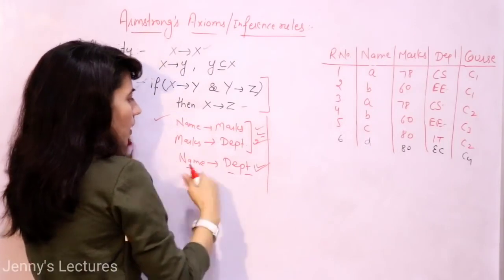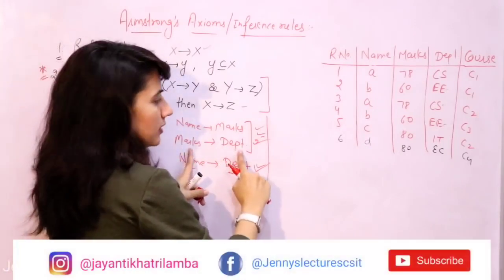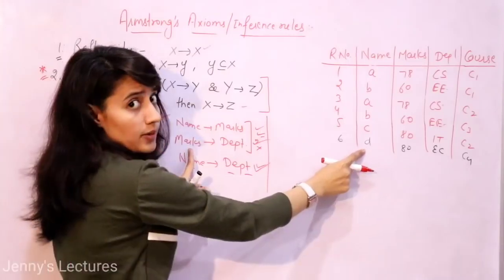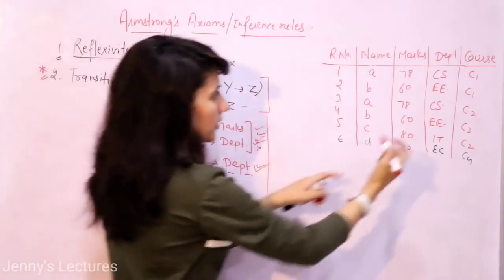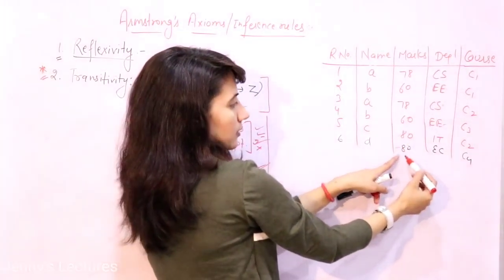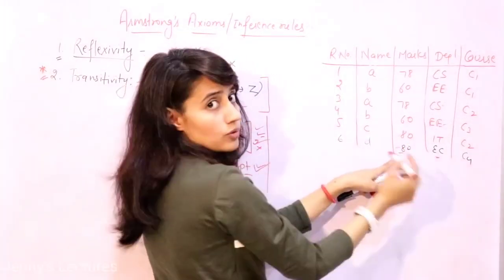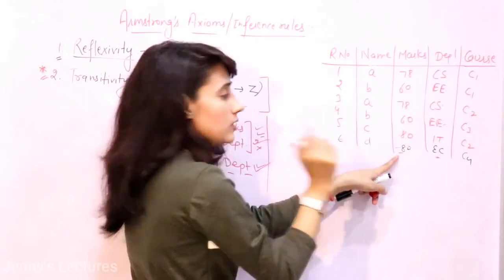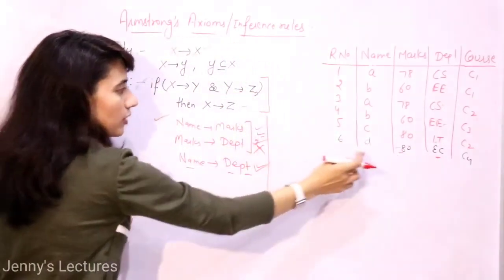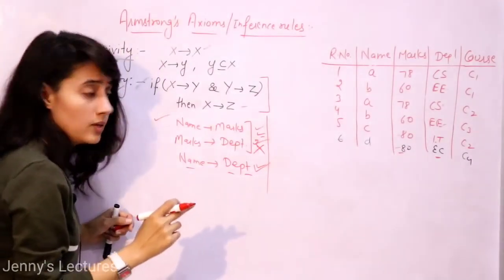Now see, marks determines department. This functional dependency is not there. This is not a functional dependency in this table. Marks, department. See, here 80 and 80 are repeating, but this is x, so the y value in the same tuple should be the same, but here we have IT, here we have EC. So this functional dependency does not exist on this database, right?